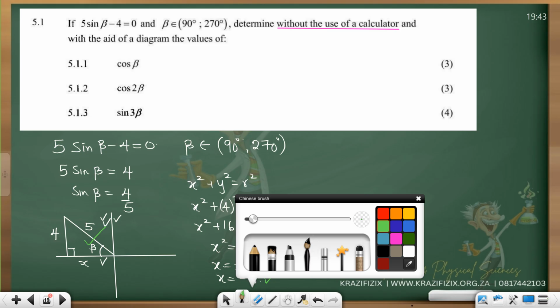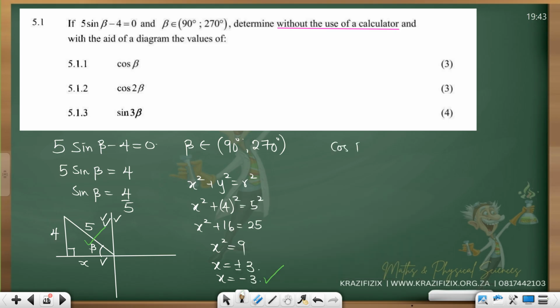Now I can get my cos beta. What is cos beta again? Adjacent over what? Hypotenuse, which is negative what? 3 over 5. And you get the third mark there. Number 2. Did it make sense, guys? Quickly. Did the first one make sense? All right.